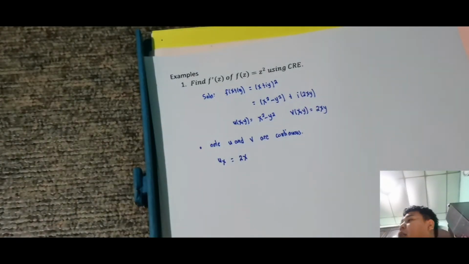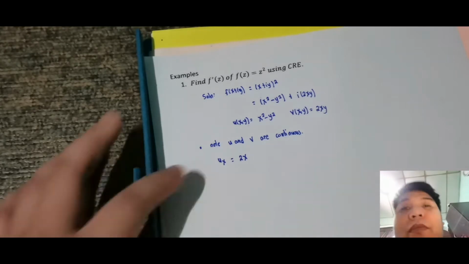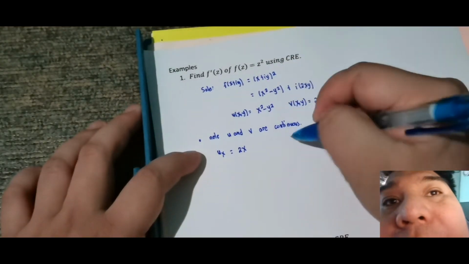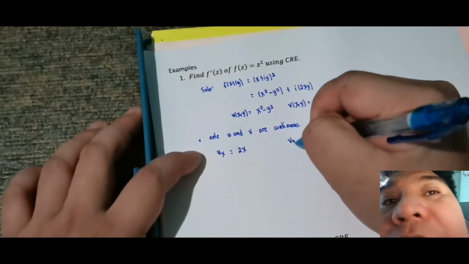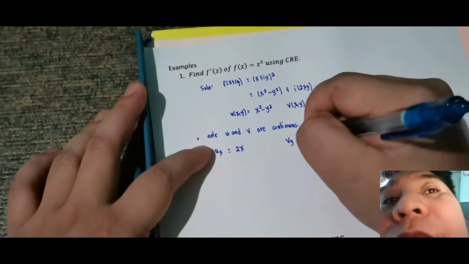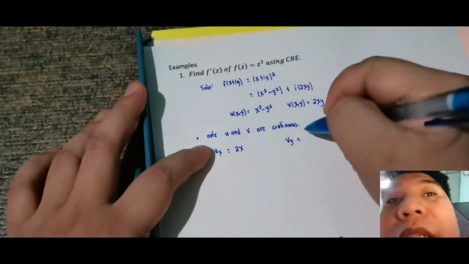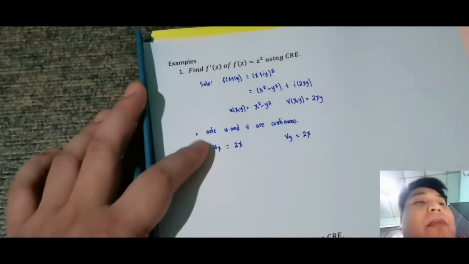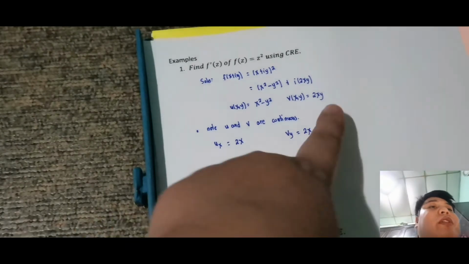Okay. Next, kunin natin si partial derivative of v with respect sa y. So with respect sa y, partial derivative ng 2xy with respect sa y is equal to, constant dyan si 2x, therefore that is only 2x, kasi si y mawawala. Tama. Okay, dun sa part na yun.